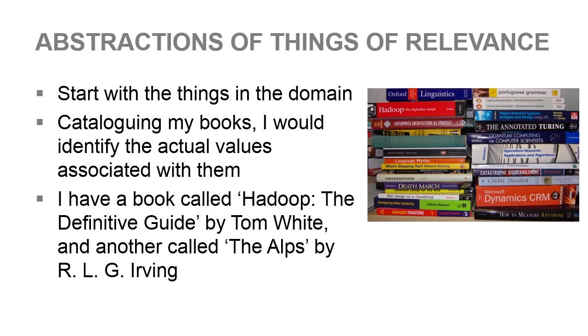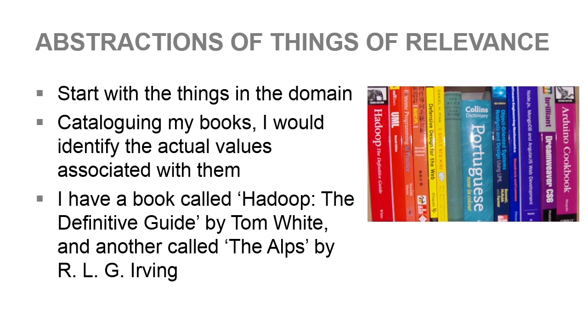I have one book called Hadoop, The Definitive Guide by Tom White with a red spine, and another called The Alps by R.L.G. Irving with a green spine. Some of these properties may be useful, others may not. If I like to organise my books on the shelf in order of the colours of the rainbow, then knowing the colours of the spines is important. If I organise them by subject, then it isn't.